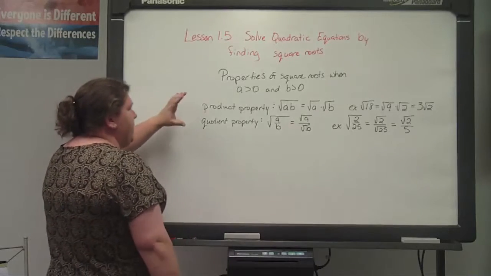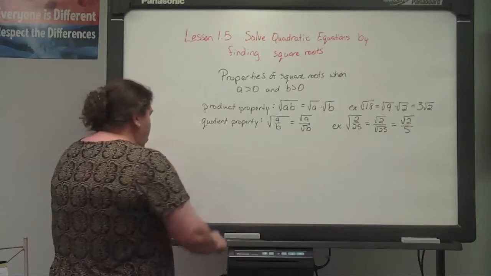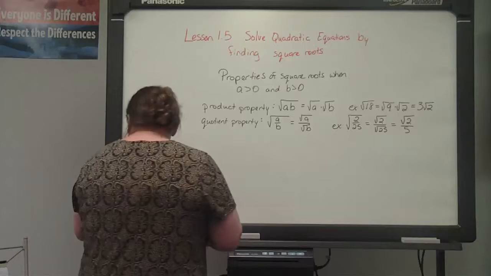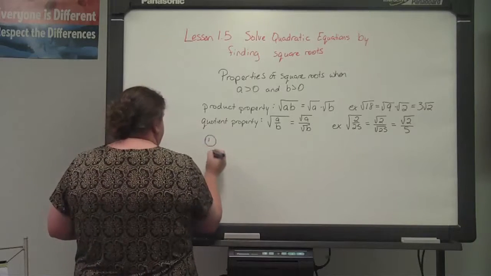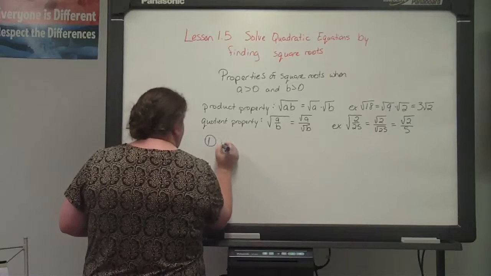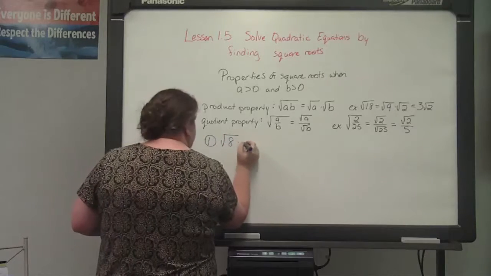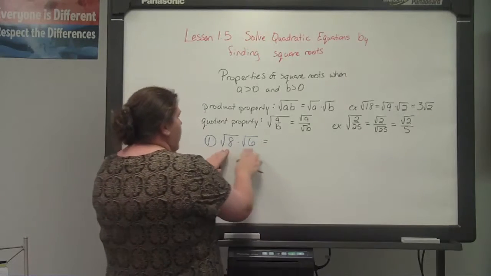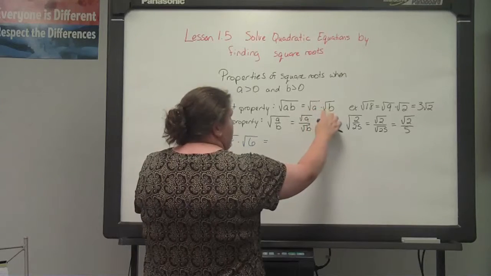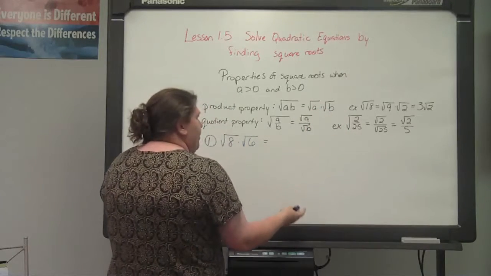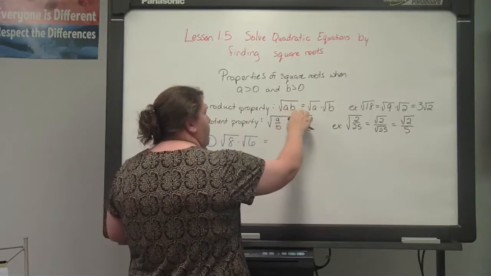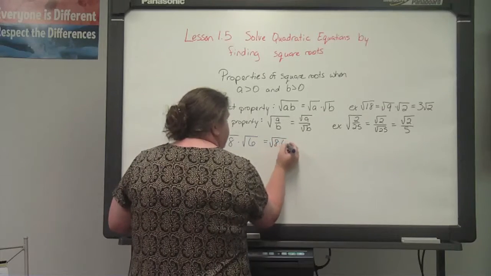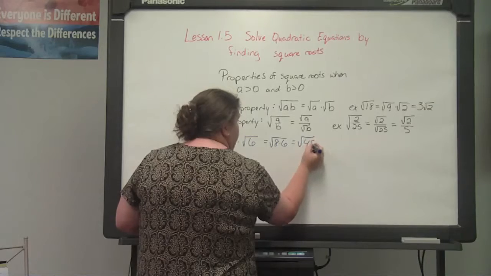So now that we have seen the product property and the quotient property, why don't we go ahead and do a couple more examples, one of each. The first example is going to be the square root of 8 times the square root of 6 equals. Now you'll notice that it is already in this square root of A times square root of B. What I want to do is first get it back into this square root of AB, and so I'm going to say the square root of 8 times 6 equals the square root of 48.